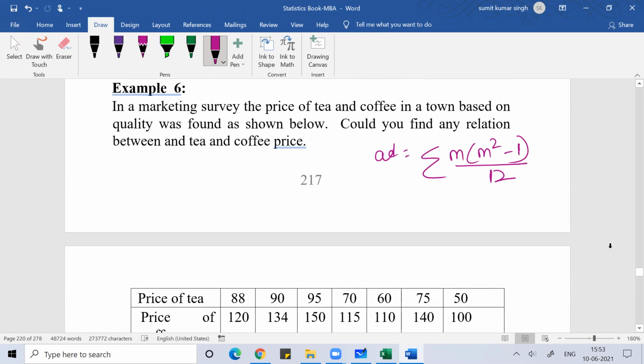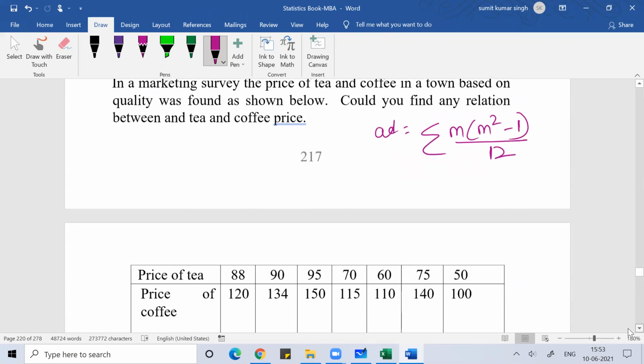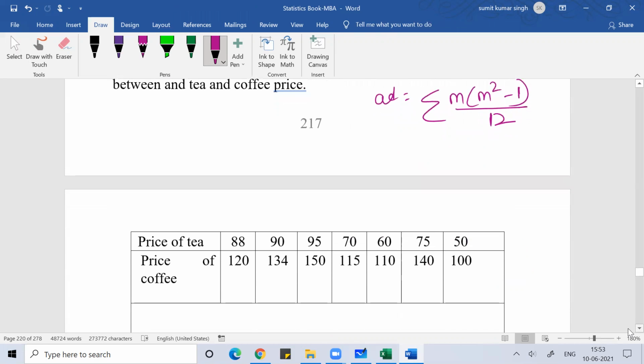Now you can see this question. This data is given to you. Here they give you the price of tea and the price of coffee, and you have to find the R value between them. This R value you can find by the Karl Pearson correlation method. You know the formulas of Karl Pearson, so you can find the R. The same R you can find by Spearman rank correlation.